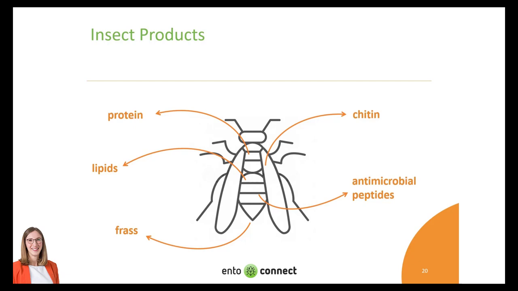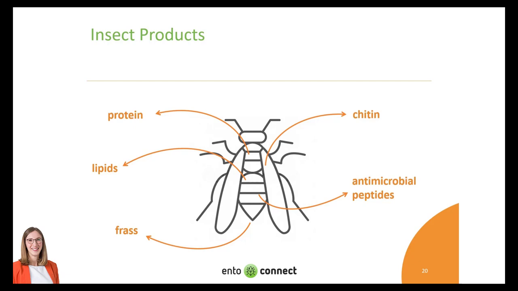What can we get from insects by rearing them? So I think the main product we are all familiar with is protein, also lipids, then the chitin. The manure from the insects can also be used and become very valuable as a fertilizer. Also the chitin can be a very interesting product. And what's still quite new, but could also play an important role in the future, are antimicrobial peptides.